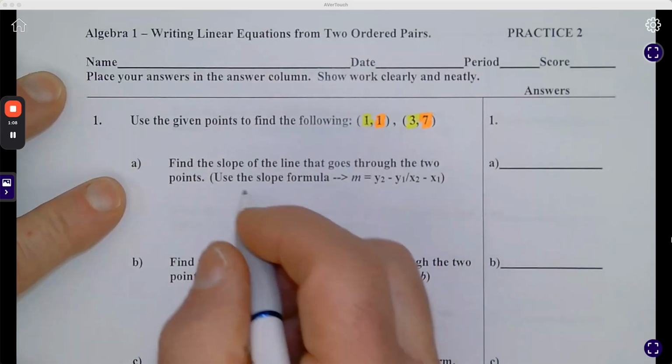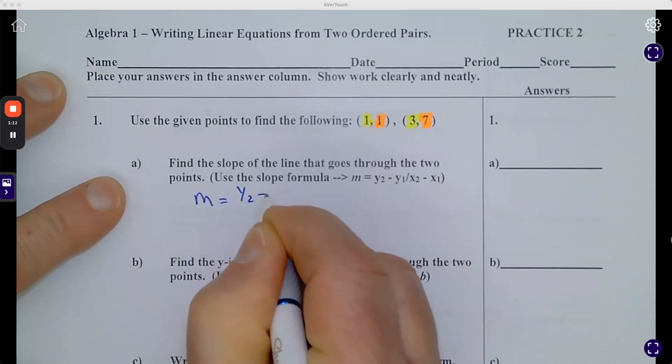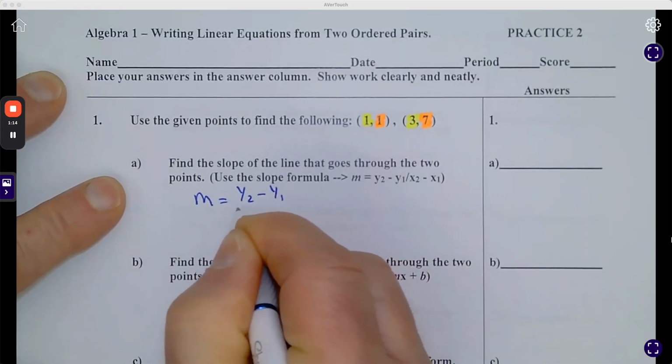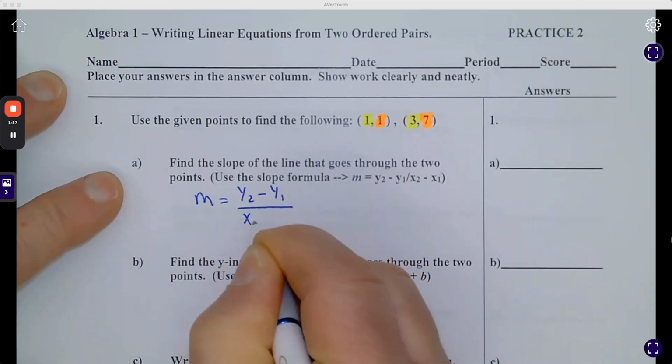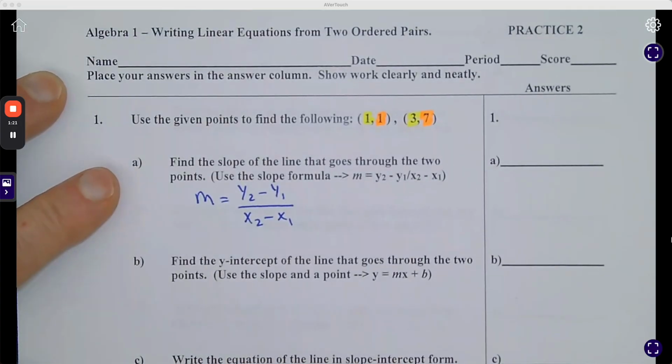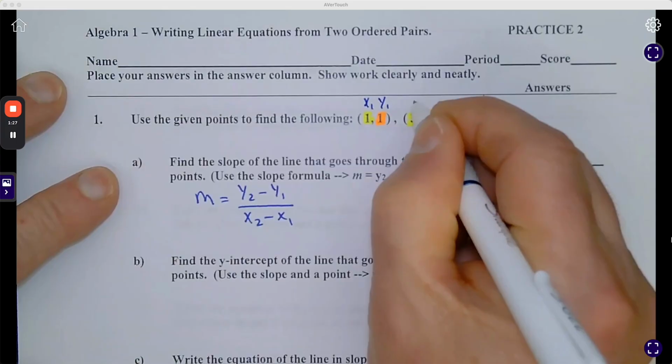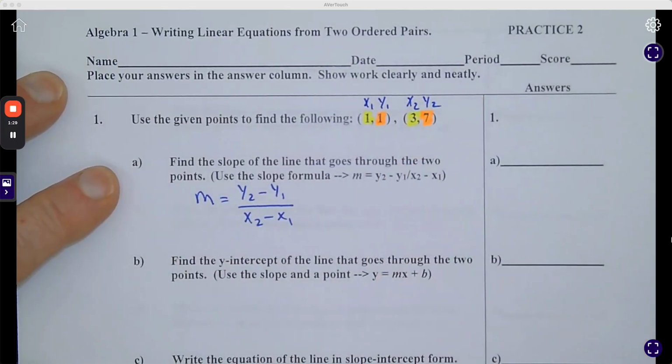We're going to find the slope. There's the formula. M is the variable we use for slope. Slope is a parameter. It's the number part of equations. It helps dictate the direction. All right, so we're going to substitute in. I'm going to call this my x1 and y1 and x2 and y2.